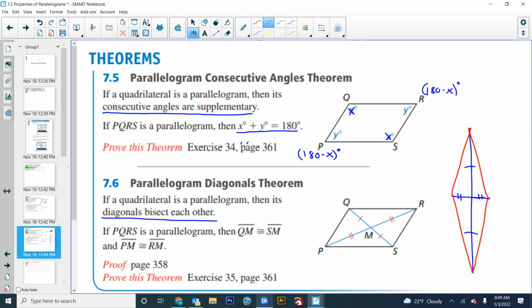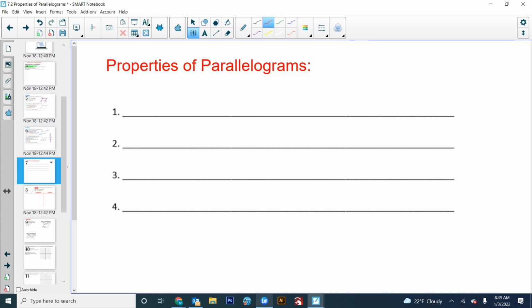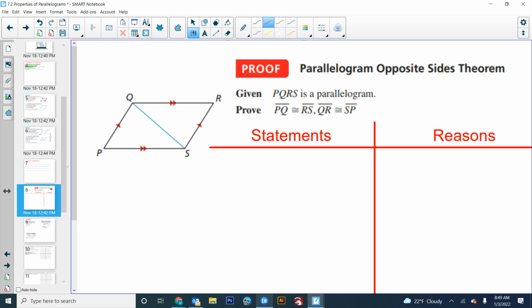So if you draw two pairs of segments that bisect each other, you can draw a parallelogram out of it, all right? Because that's a property. It's a property of a parallelogram. All right, so we have our four properties. We already wrote down. Let's do an example of a proof, all right?